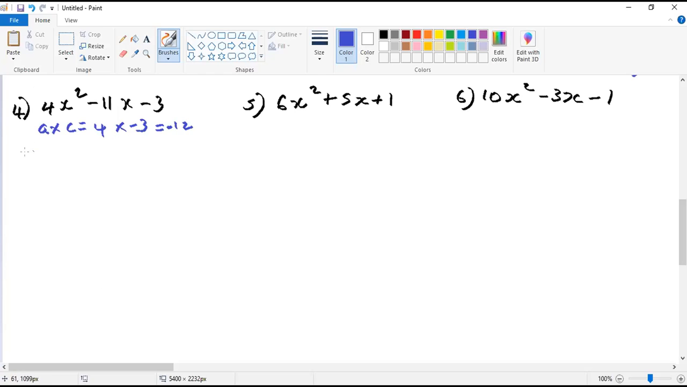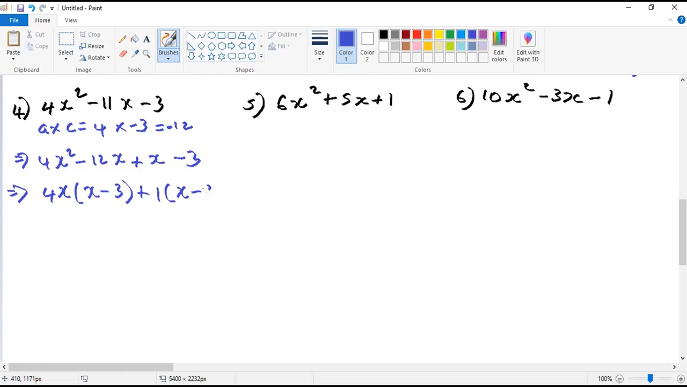So I have 4x squared negative 12x plus x minus 3. All right, so factoring by pair now. I'm going to ask you guys, what should I do here? You're going to have 4x open bracket x minus 3 close bracket plus 1 open bracket x minus 3 close bracket. Great. So now we can have x minus 3, 4x plus 1. Lovely.